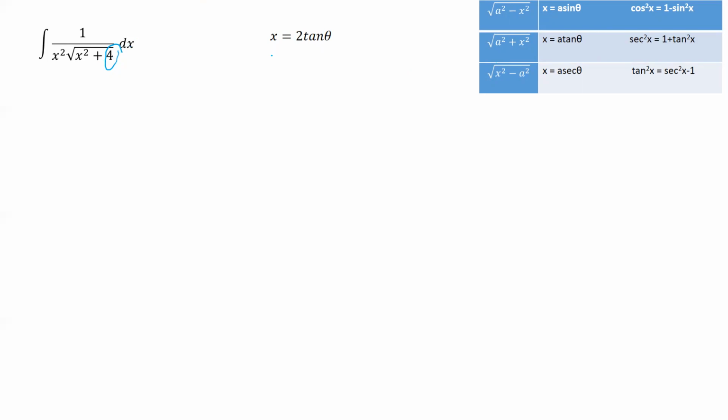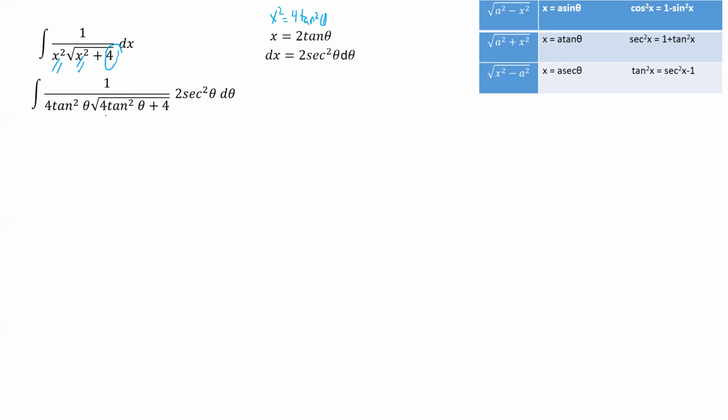Take the derivative of both sides. Derivative of 2 tan theta is 2 secant squared. If x is 2 tan theta, then x squared is going to equal 4 tan squared theta. Substitute everything you can. X squared, 4 tan squared theta. This x squared, 4 tan squared theta. Dx, 2 secant squared theta d theta.